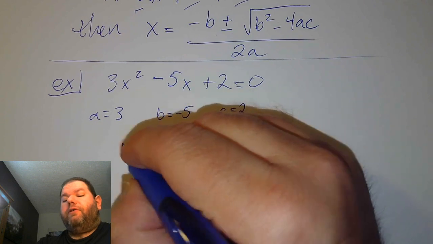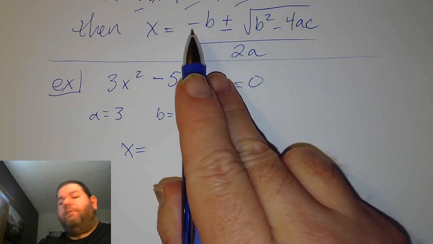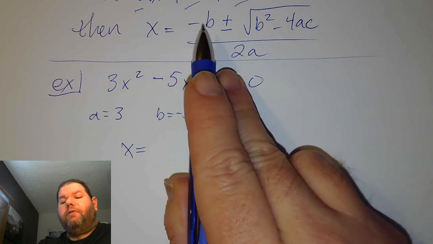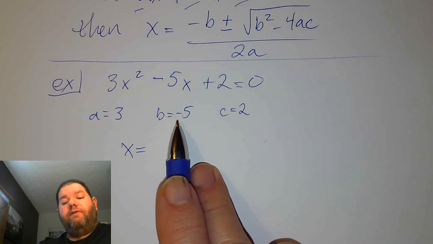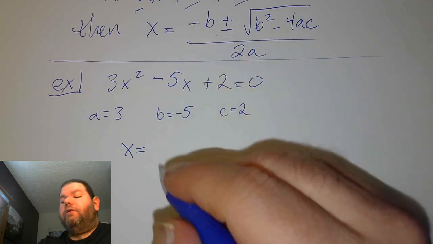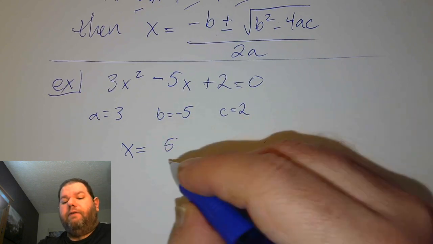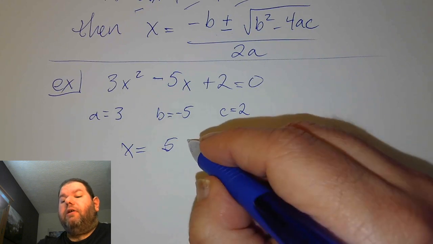And so when we plug those into the quadratic formula, we start with negative b. Now this means the opposite of b. Negative always means opposite. So if b itself is a negative 5 to begin with, then the opposite of b will end up being a positive 5. So we want to make sure we get that straight.